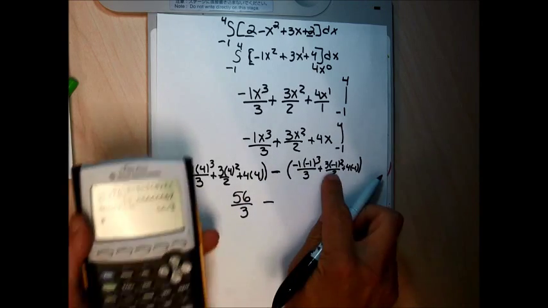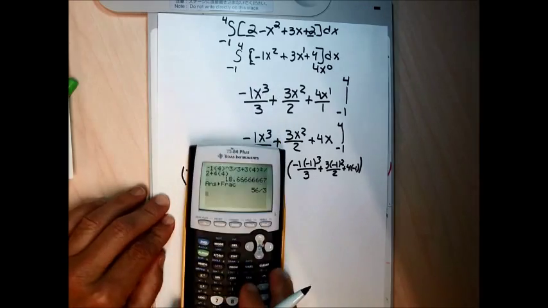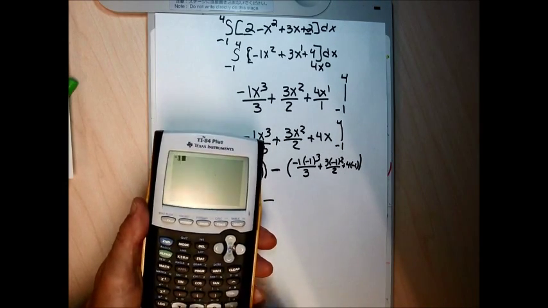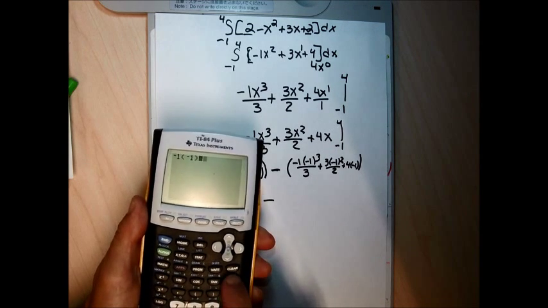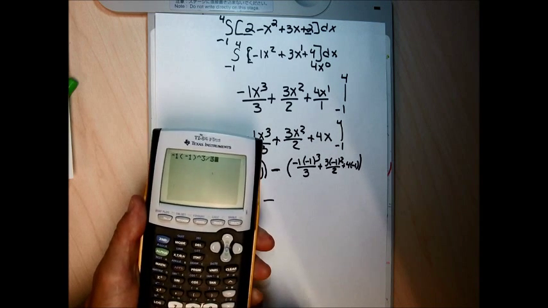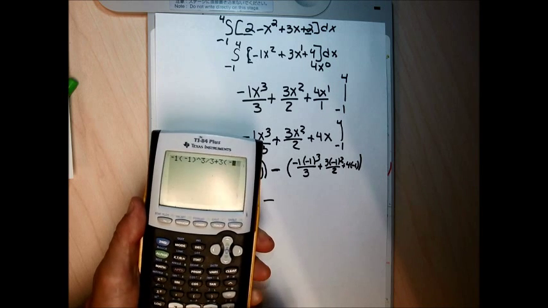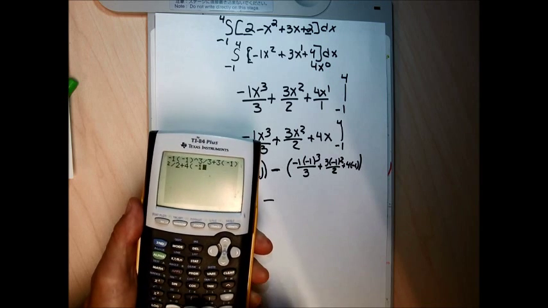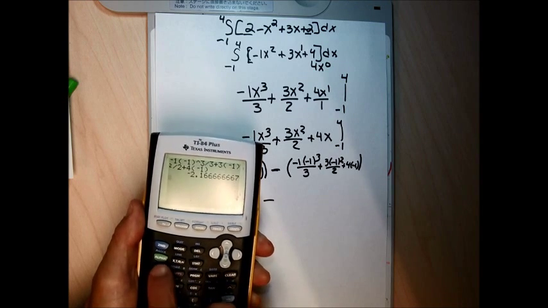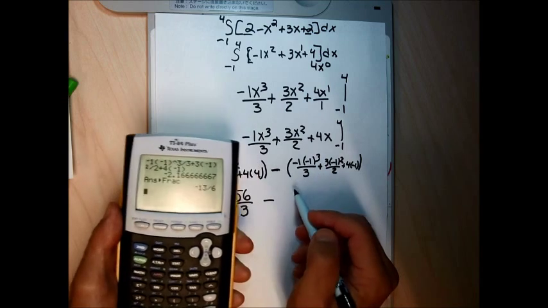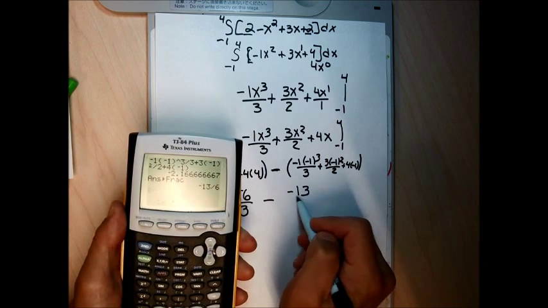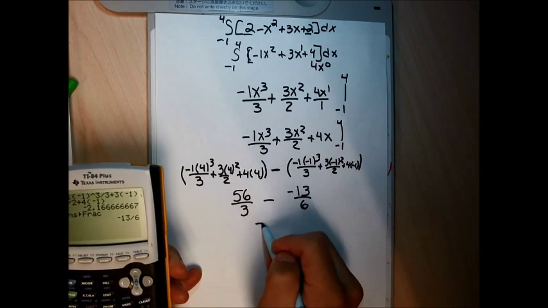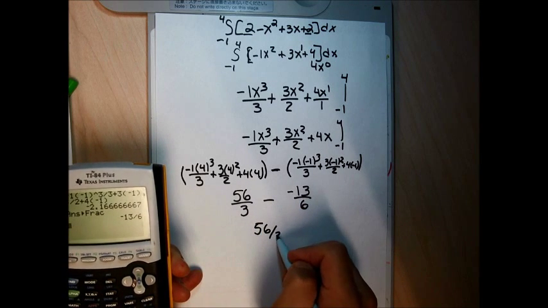Bring down this minus sign, move on to the next parentheses. In the next parentheses, clear this out, I go -1 parentheses -1 up arrow 3 divided by 3 plus 3 parentheses -1 squared divided by 2 plus 4 parentheses -1, and math, enter, enter, and I get -13 over 6. So I have 56 over 3 minus -13 over 6. The double negative is going to turn positive.